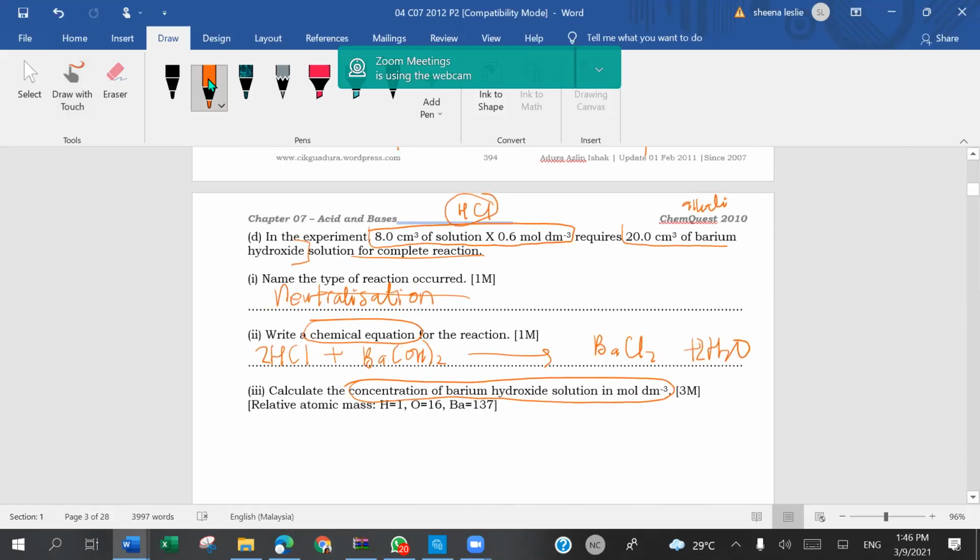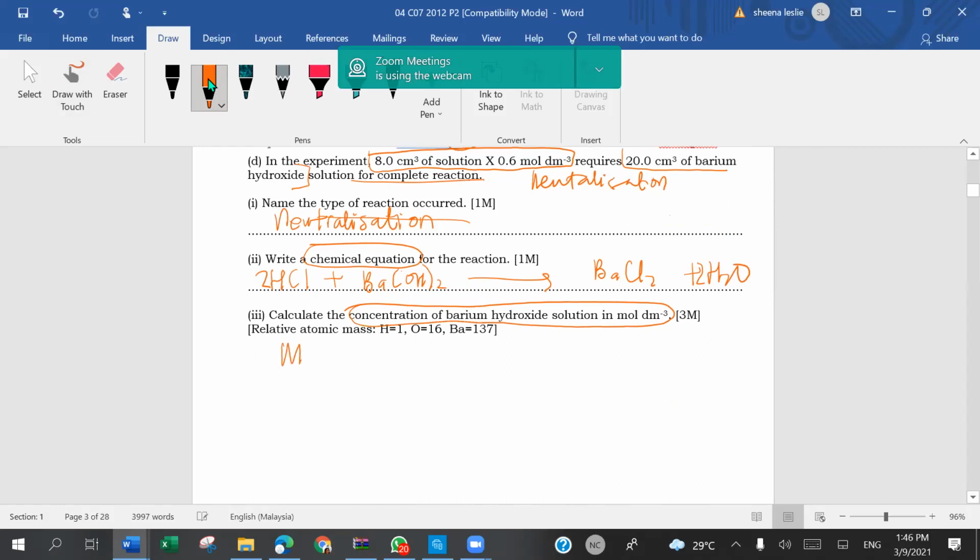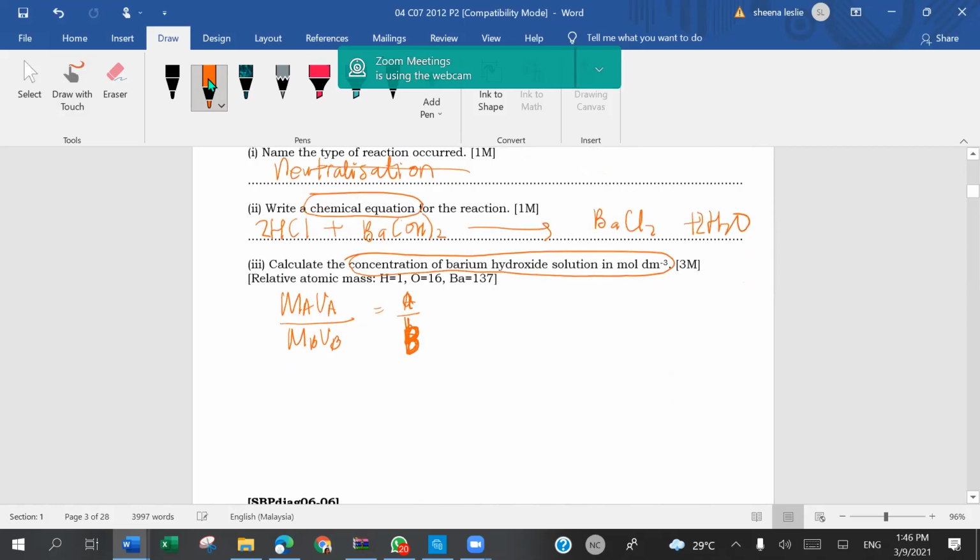Now, if you see a neutralization question and they ask you to calculate something, your formula is MAVA over MBVB is equal to a over b. Are we clear? Actually, the a and b are small. Teacher made a mistake. What is my capital M here? Molarity? Okay, very good, 1 mark. Molarity for A is acid. Actually, all my a's must be small, and b also. Okay, molarity for acid. What is VA?